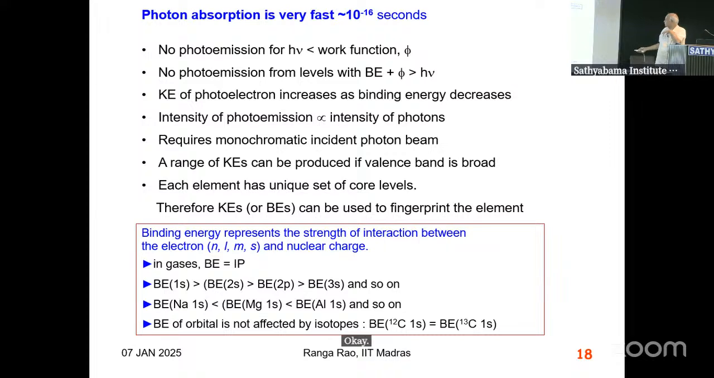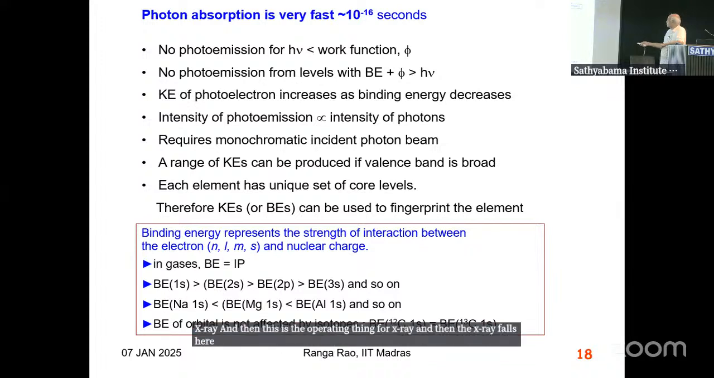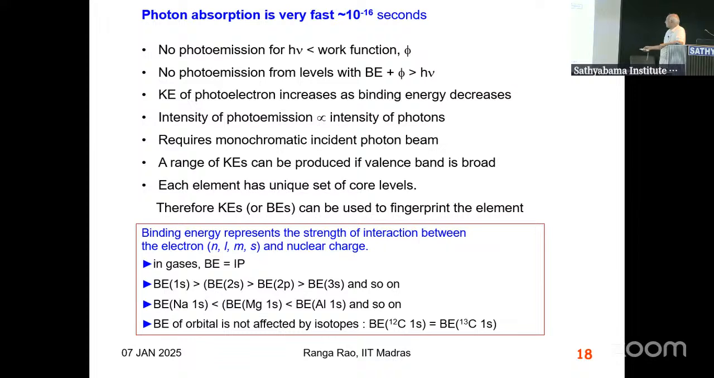Okay, so this is how a spectrometer looks like. Right? So you will have a sample holder here, a small piece of specimen sample, and then you have this light source here, X-ray, and then this is the operating unit for the X-ray, and then the X-ray falls here, electrons will come out, these electrons pass through this analyzer, this is the analyzer, okay, and then this entire setup in this box is kept in the vacuum chamber. This is all vacuum chamber, UHV chamber.